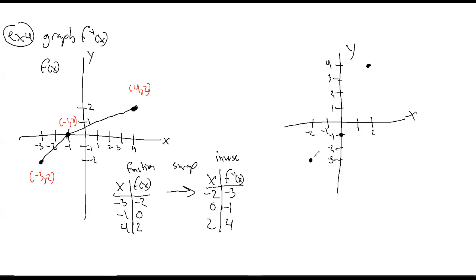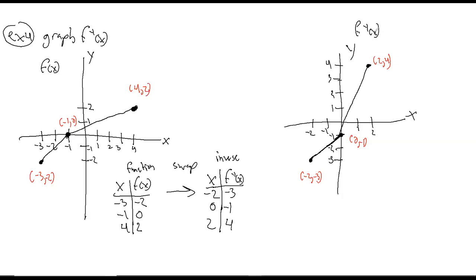And if you connect these together, again, different line segments, that slope does change drastically. It's got like a corner there. It doesn't look as drastic this time. Make it look a little better. And again, those points were -2, -3, 0, -1, and 2, 4. So this is f inverse of x.